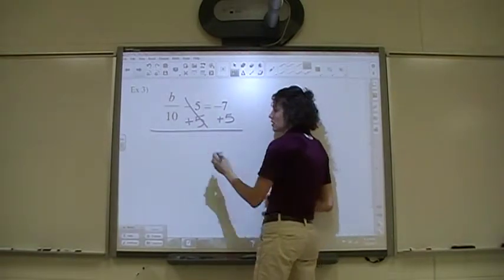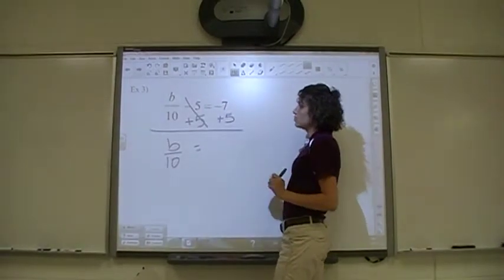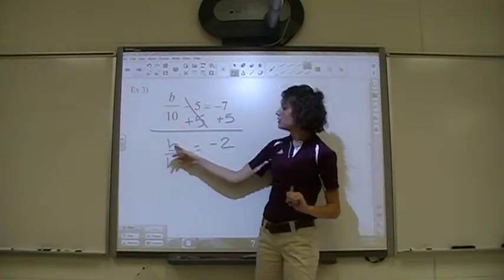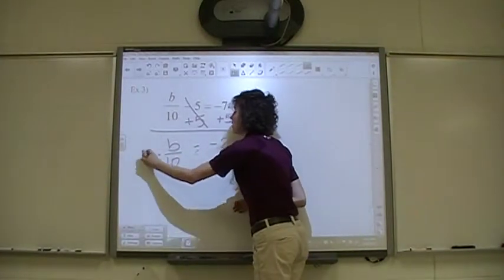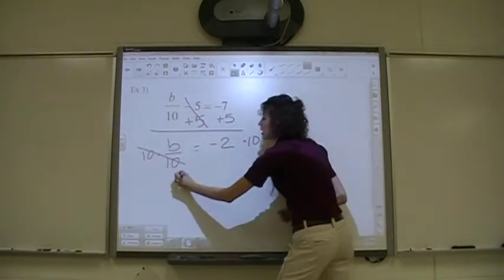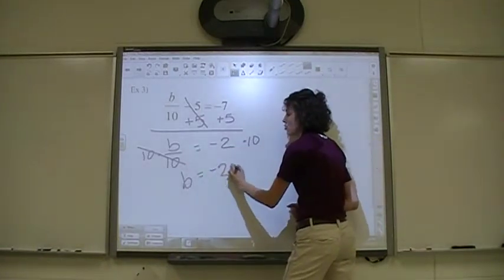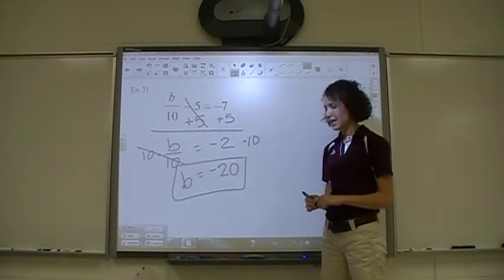So that will cancel out, bring down your b over 10 equals -7 plus 5 is going to give me a -2. Then we have b divided by 10, you want to do the opposite, so multiply by 10 on both sides. Those 10's cancel, you get b equals -2 times 10 gives me a -20. b equals -20 is my final answer.